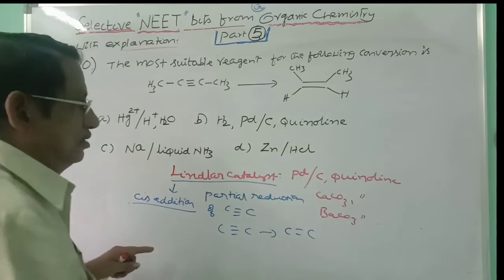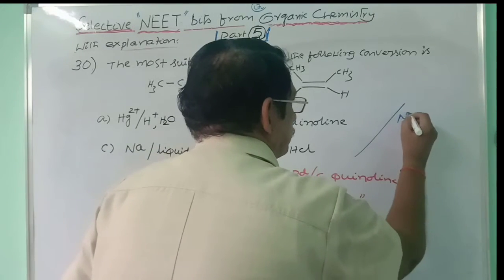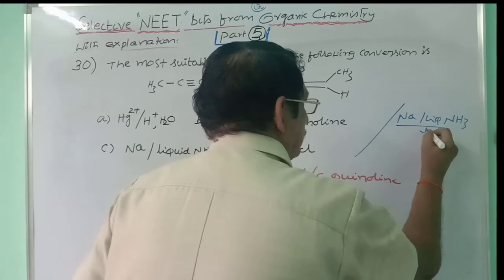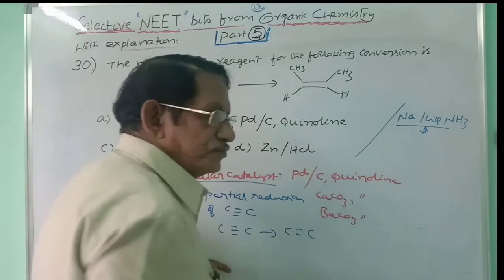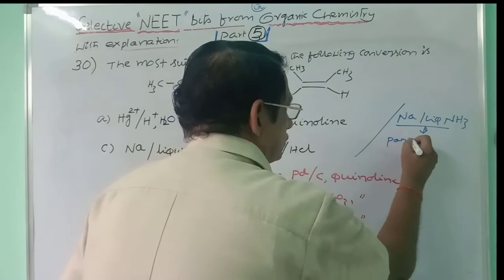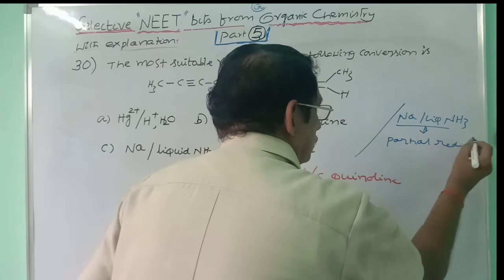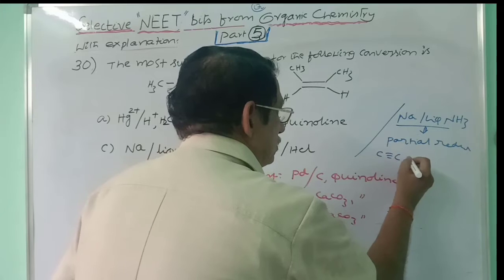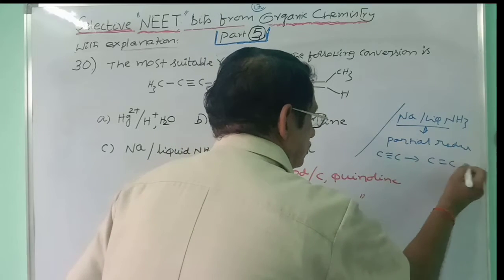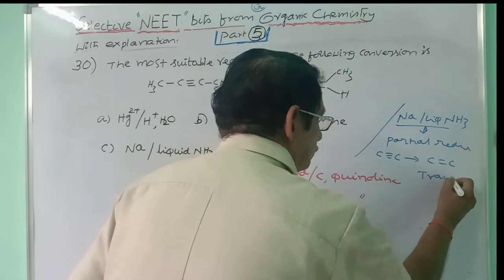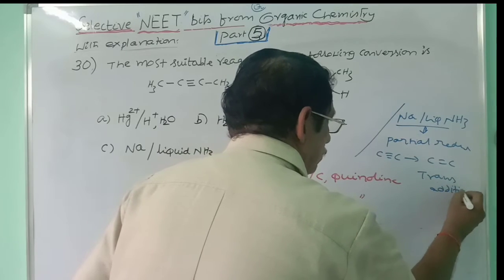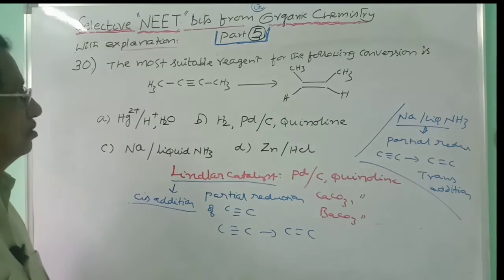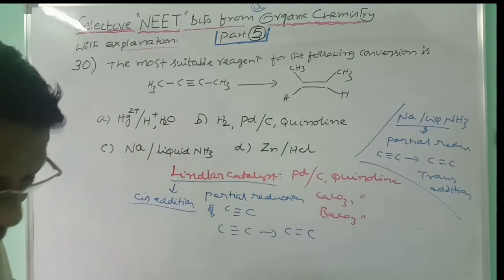Similarly, if you take sodium in liquid ammonia, this also gives partial reduction. Here C triple bond C is also converted to C double bond C, but this gives you trans addition. These two are stereospecific additions. So alkyne will be converted into alkene.